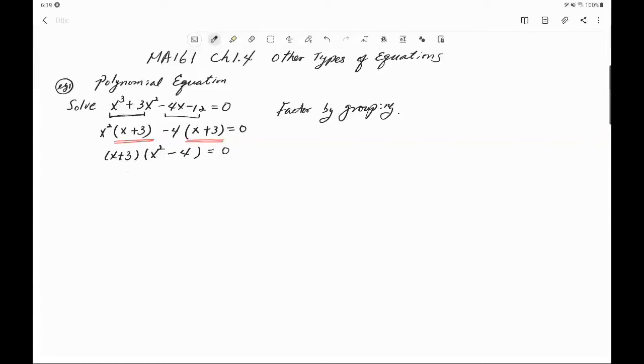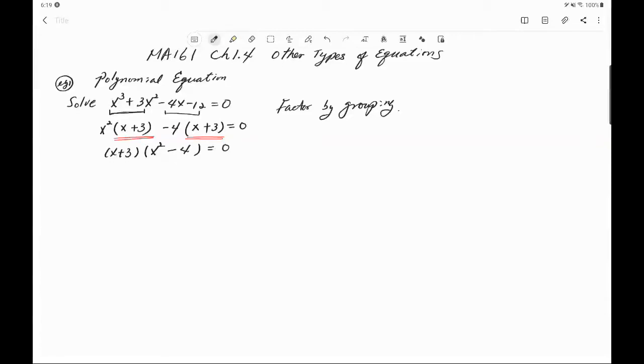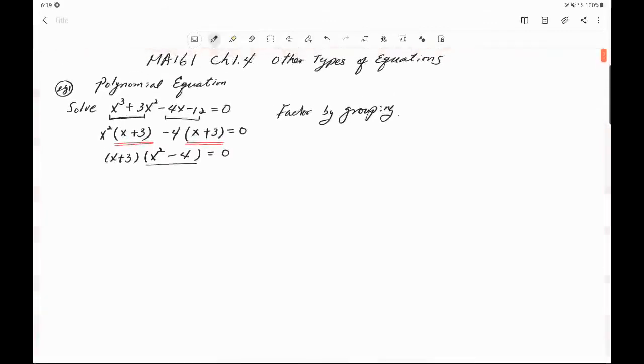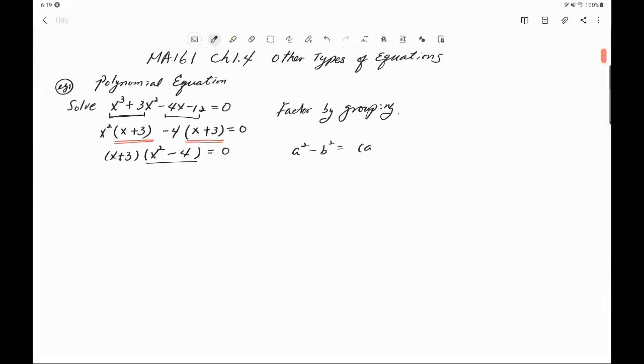So we factored this polynomial expression, and then we can also factor this binomial, right? Because this is a difference of squares. Remember, difference of squares, a squared minus b squared, can be factored as a plus b times a minus b. So we can rewrite this binomial factor, where 4 is 2 squared. So x plus 3 times x plus 2, x minus 2 equals 0.